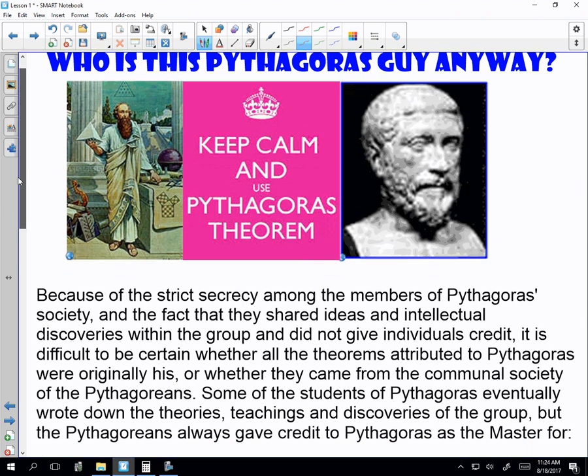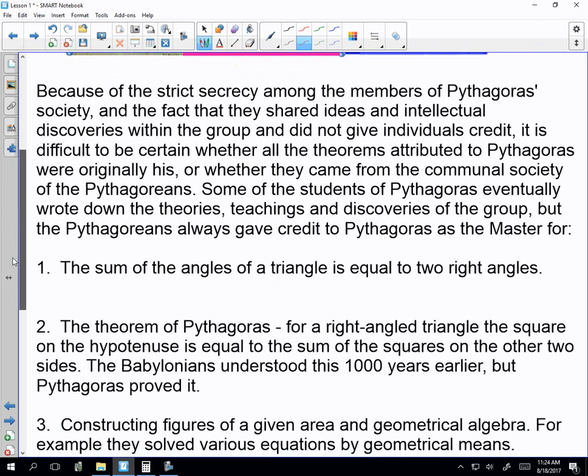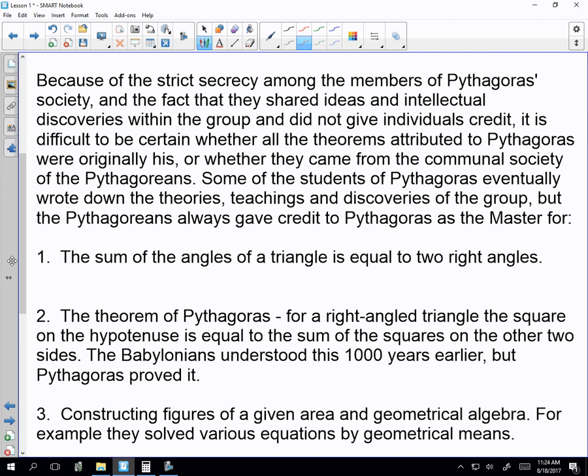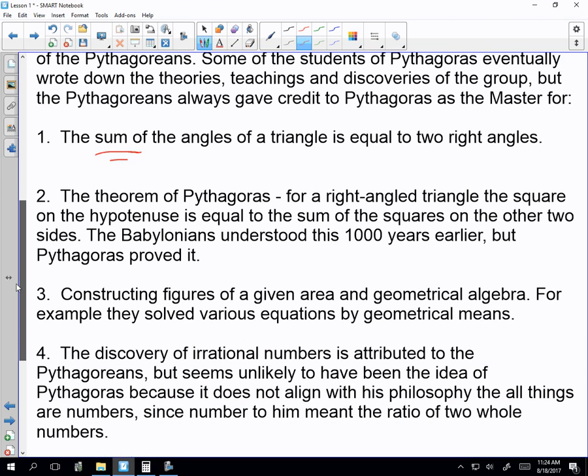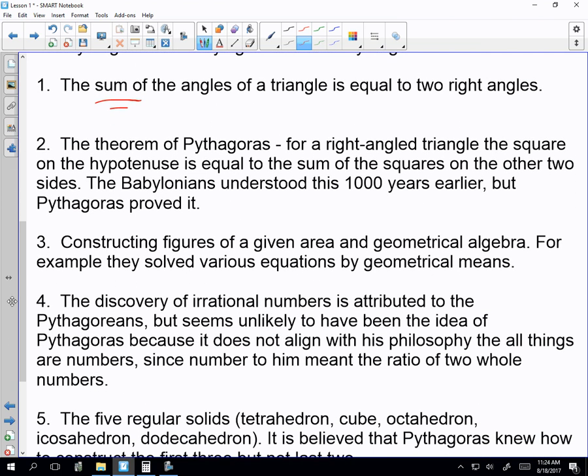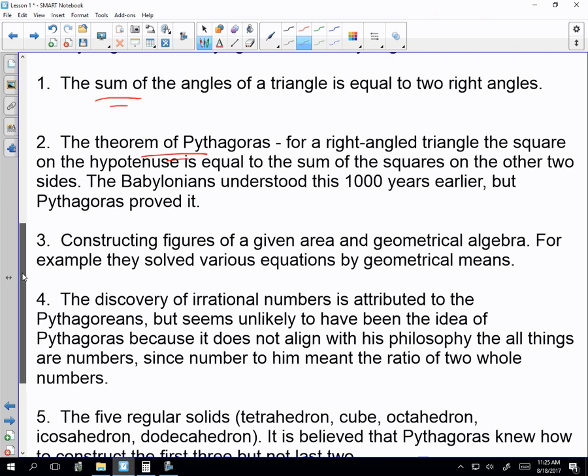Now, here's just some quick facts about Pythagoras and his society. I'm just going to scroll through this quick. If you want to pause and read some of these pieces, but some of the major facts: they work to prove the sum of the angles of a triangle is equal to two right angles, or 180 degrees. The theorem of Pythagoras, or we call it the Pythagorean theorem: in a right angle triangle, the square on the hypotenuse is equal to the sum of the squares of the other two sides.